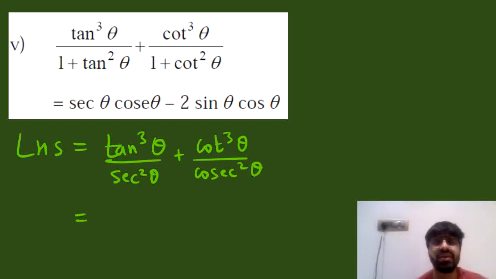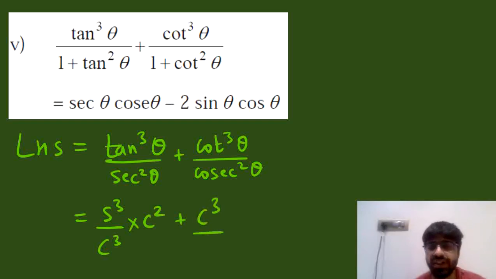The best thing, convert everything to sine and cos, your job will be done. So tan cube theta is like sine cube theta upon cos cube theta, and that sec square theta in the denominator can be written as cos square theta in the numerator, plus cot cube theta would be cos cube theta upon sine cube theta, cosec square theta in the denominator can be written as sine square theta in the numerator. So now you can cancel a cos square theta here and the cube here, sine square theta and the cube here.